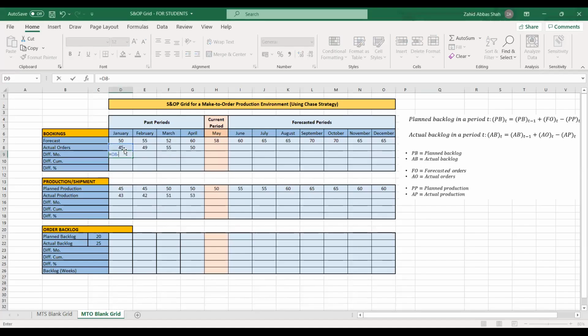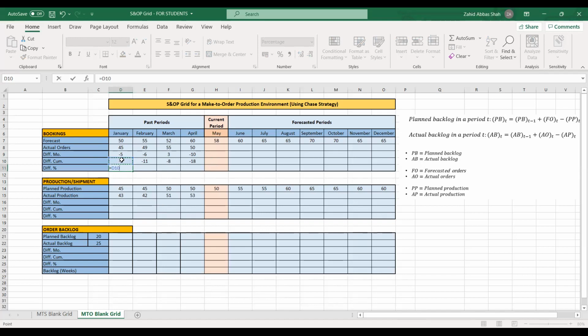Actual orders minus forecast is the forecast error. Then we can have the cumulative error, so we can sum these errors together to calculate the total errors. We can fix the first cell to drag the formula. And then of course we can have this difference as a percent.